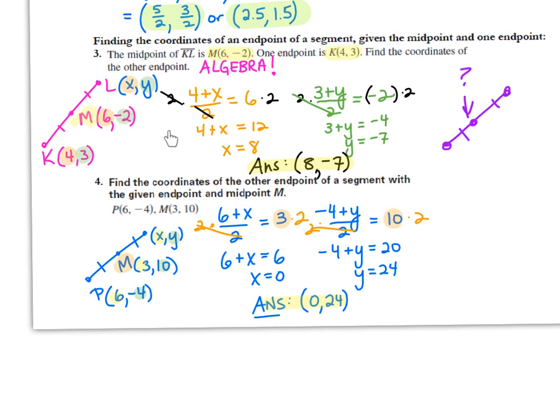Now, what I've done on the sides here in black is I multiplied both sides by 2 on the original equation to cancel this denominator. So that means it'll become 4 plus x equals 12 and x equals 8. That's the x-coordinate of your answer.